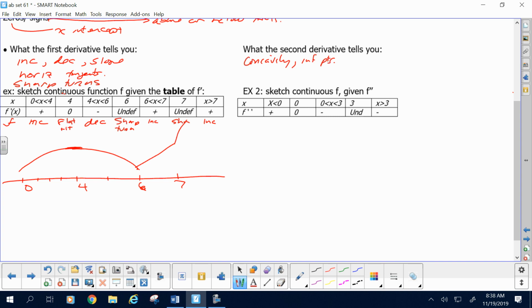What about example 2? This gives you f double prime perspective. If f double prime is positive, what does that tell you about f? Concave up. 0 is no concavity for a second, and it might be an inflection point when there's a sign change. Then concave down, and then undefined could be a couple different things. It might be a sharp turn, because if the derivative doesn't exist, the second derivative probably also is not going to exist there. And then concave down. So let's go a sharp turn here.